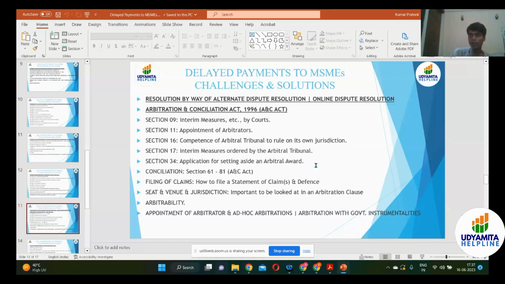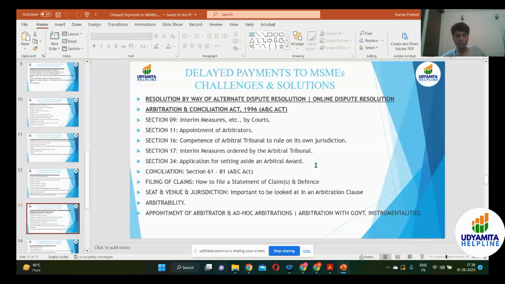The arbitral tribunal then asks the other party to submit a statement of defense or counterclaim, and after that, on the basis of the statement of defense, the counterclaim, the evidence and the submissions that you produce before the arbitral tribunal, on the basis of all these materials placed on record before the tribunal, it decides by analyzing all of that material, and accordingly passes an award, as per whatever it deems fit, right?